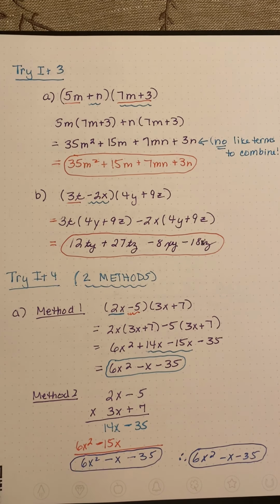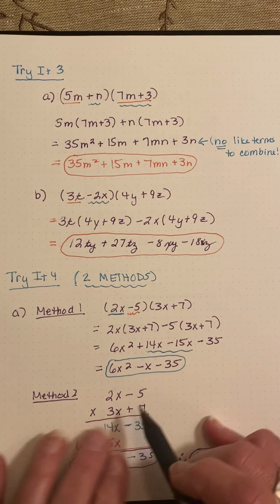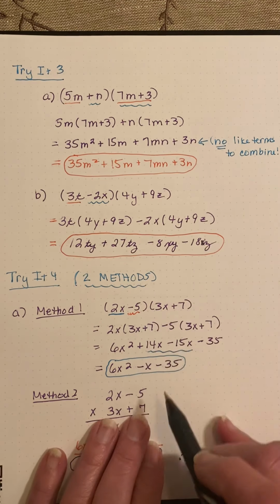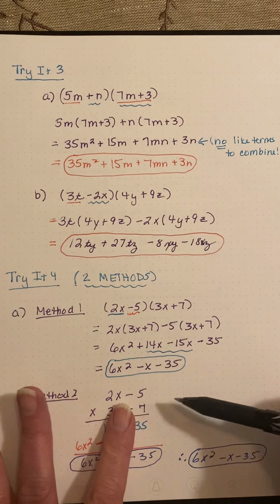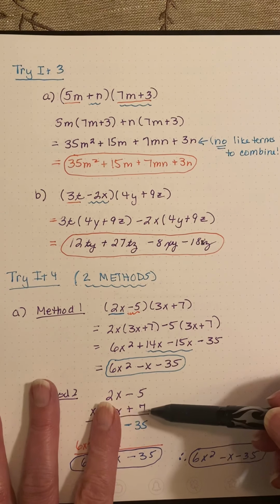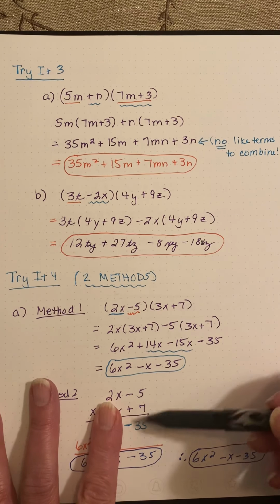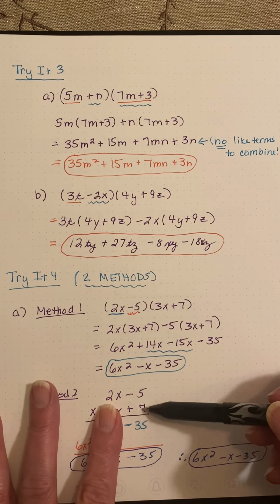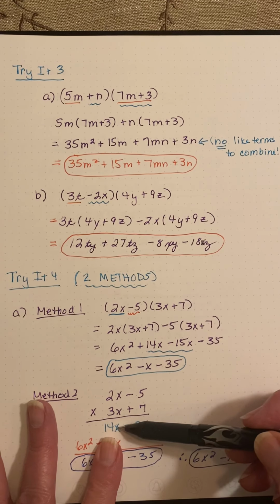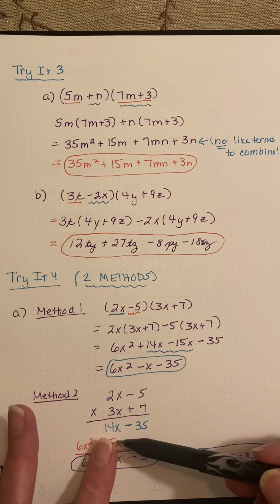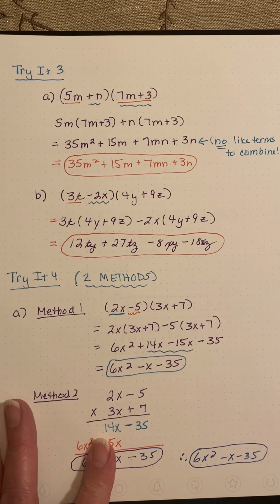Here's method 2. I just take my first value, 2x minus 5, multiply it by 3x plus 7, and I just multiply like I would numbers. So first I'm going to go through with the 7, positive 7. Positive 7 times negative 5 is a negative 35. Positive 7 times 2x is a positive 14x. I move one over because I'm going through the second time, so that's empty, just like multiplying.